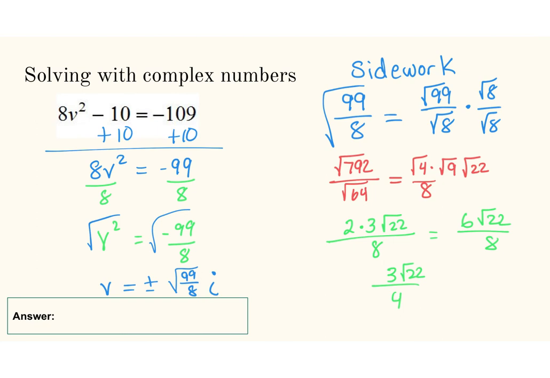So now I can go back, and this v actually is plus or minus 3/4 i square root of 22.